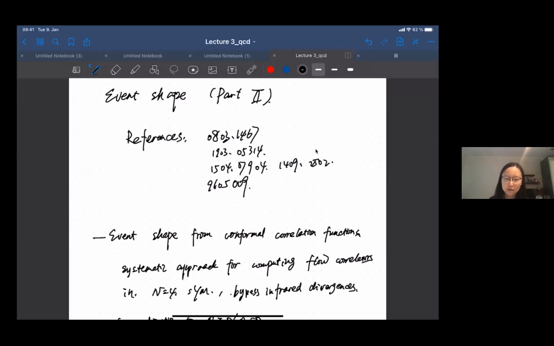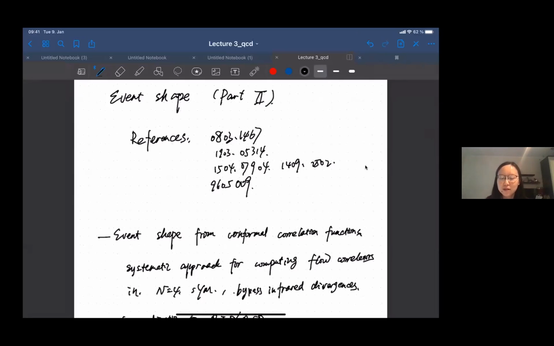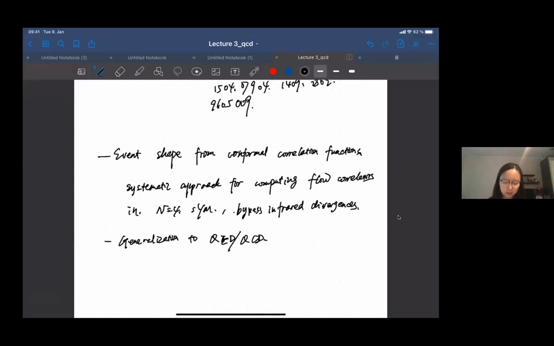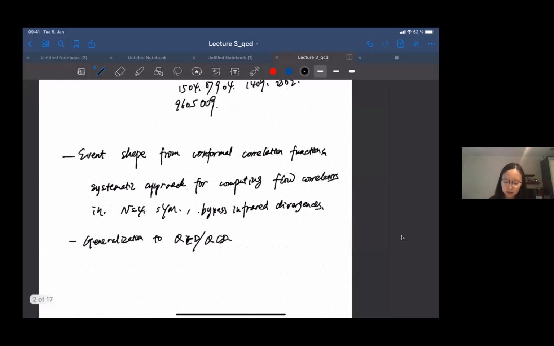And today we would like to think a little bit further about the symmetries between these observables, and we will be studying these things from the off-shell approach. We will introduce the methods and techniques to compute event shape observables from conformal correlation functions. It is a systematic approach for obtaining the flow correlators in N=4 super Yang-Mills, in a way that we can bypass infrared singularities completely and do the calculation in 4 dimensions. And in the end, I will comment on how we can generalize this approach to studies in QED or QCD. So let's get started.